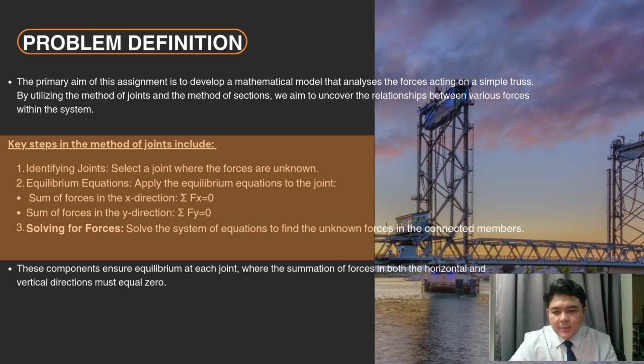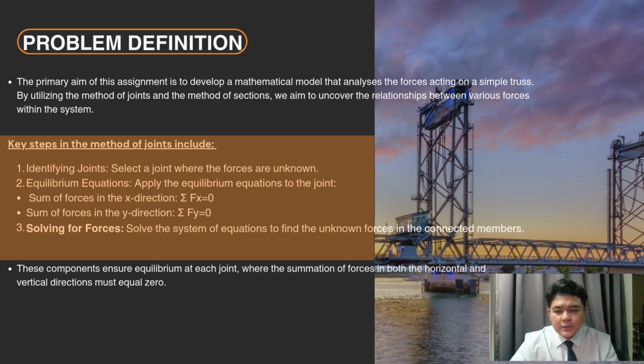Apply the equilibrium equations to the joint. Sum of forces in x direction is summation Fx equal to 0, and then sum of forces in y direction, summation Fy equal to 0. Next step, solving for forces. Solve the system of equations to find the unknown forces in the connected members.